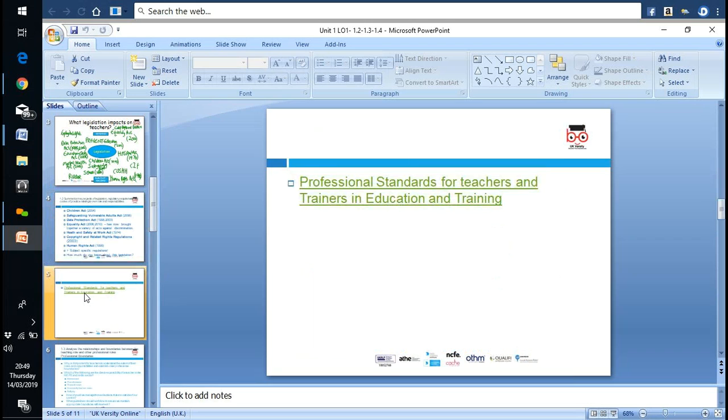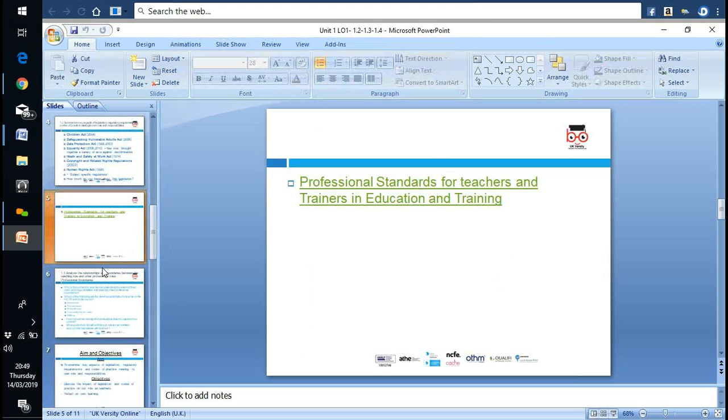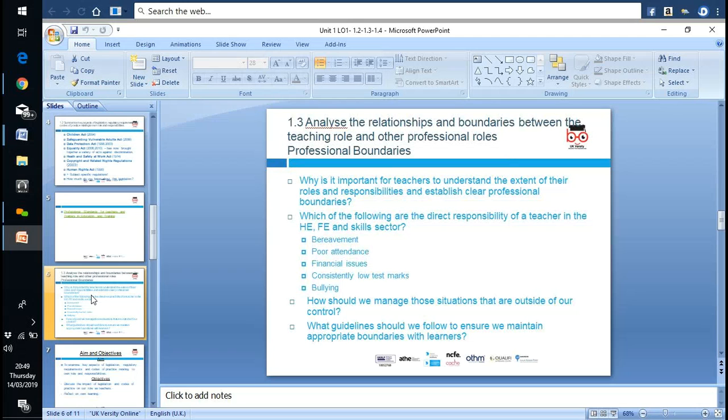Saying basically how much you know about this legislation. Professional standards for teachers and trainers in education. So a few questions in your analysis at 1.3. Why is it important for teachers to understand the extent of their roles and responsibilities and establish clear professional boundaries? Which of the following are a direct responsibility of the teacher in the higher education and further education and skills sectors? So it gives you a list.